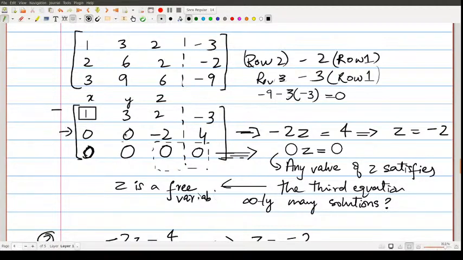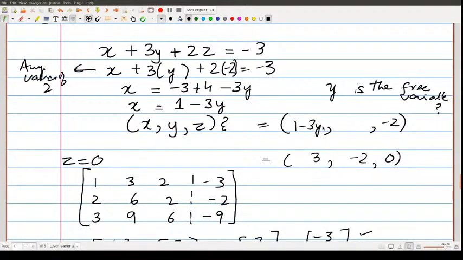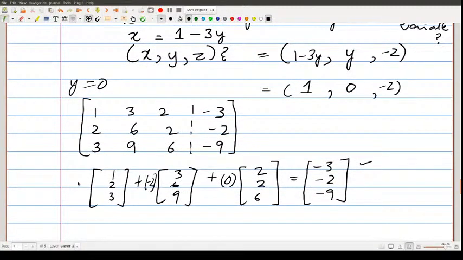And when you go to the second row, you realize that there is a 0 in here. So at this point you can declare y is free, right? So the solution is 1 minus 3y, y, minus 2. And so now I can take y to be equal to 0. So one solution of my system will be 0, 1 minus 0 is 1, so 1, 0, minus 2, that should give me the right combination. So 1, 0 over here, and minus 2 over here.